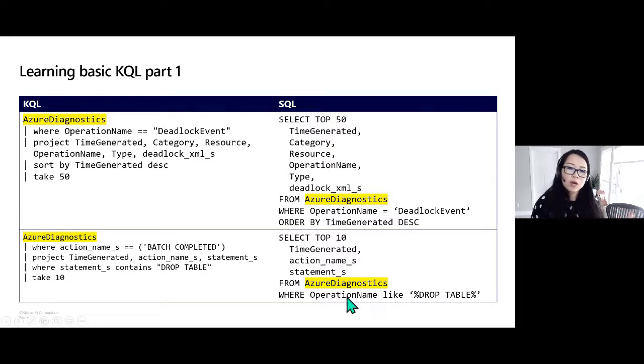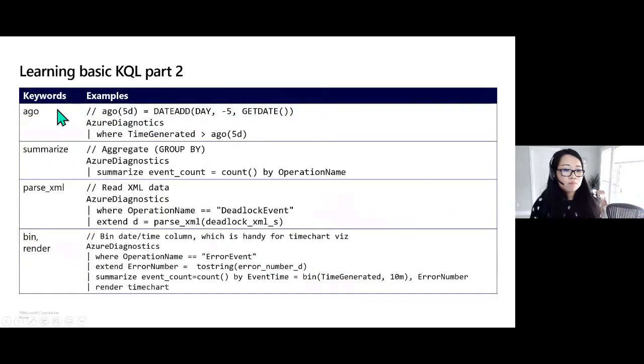In KQL, there are a few other string operations or functions that I think you might find really useful. These are other KQL keywords that are worth looking into, for example ago, summarize, parse XML, bin and render. The keywords I'm displaying on the screen are the ones that I used earlier in my demo.